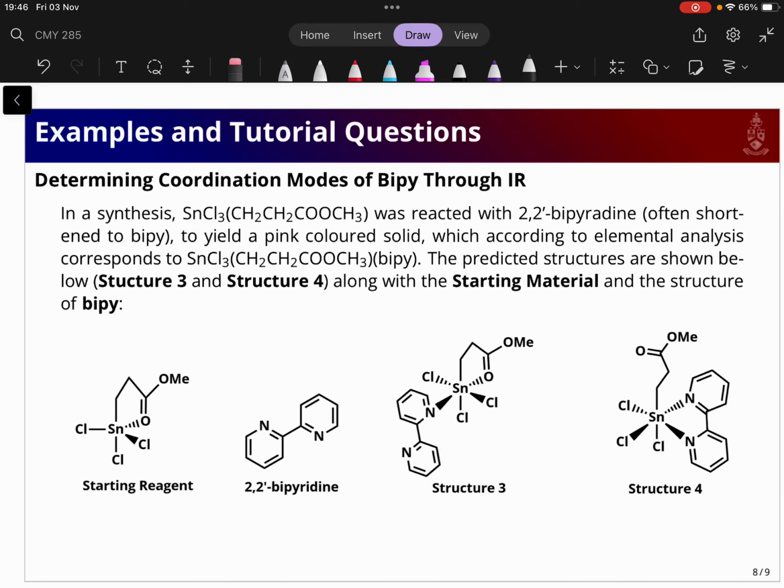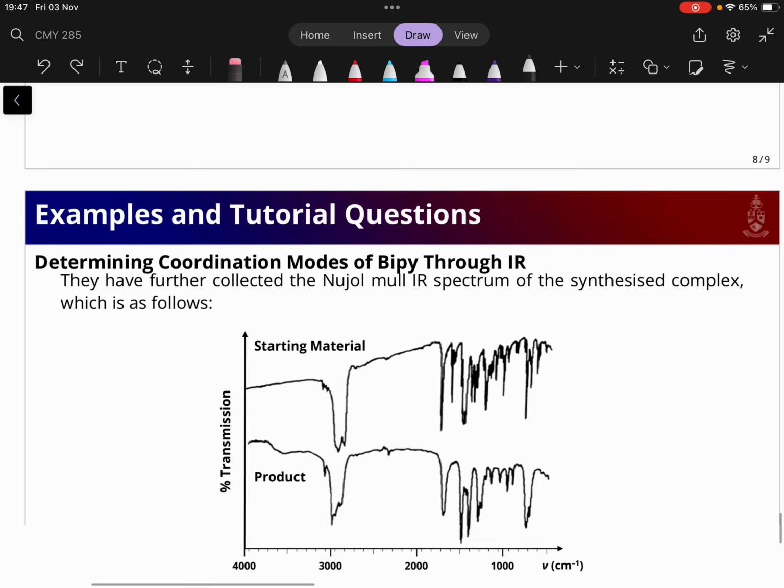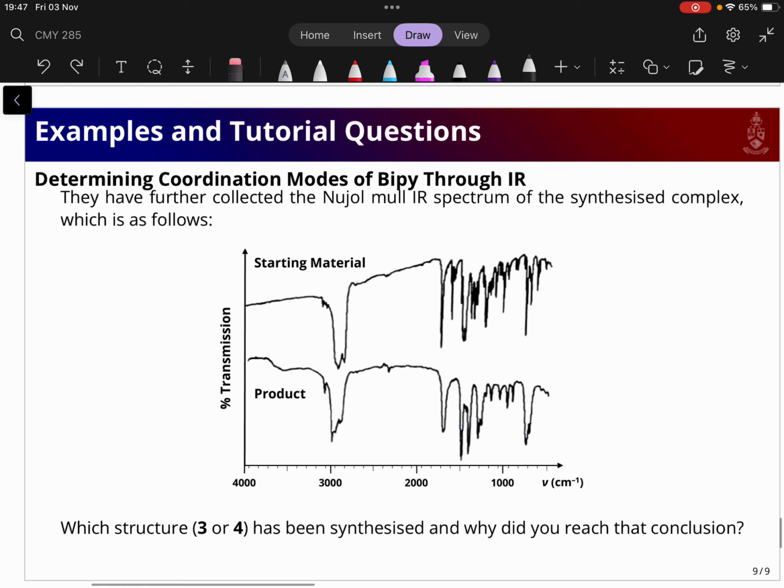All right, so let's look at how we can determine coordination modes and confirm an inorganic structure synthesis using IR. So the story for this goes that we have some starting material. There's a starting reagent that we have, as well as some bipyridine. Those are mixed, and then we end up with two proposed structures, structure number 3 and structure number 4. And we are going to use the IR spectra to elucidate which structure did indeed form.